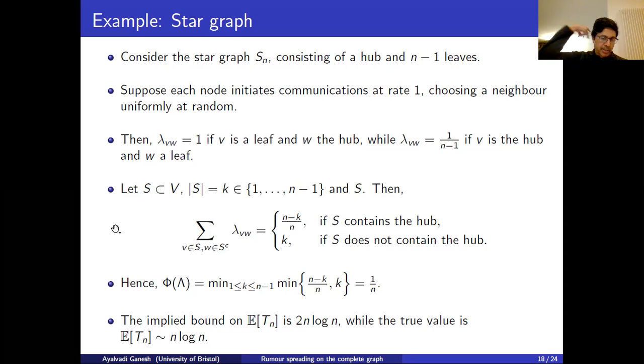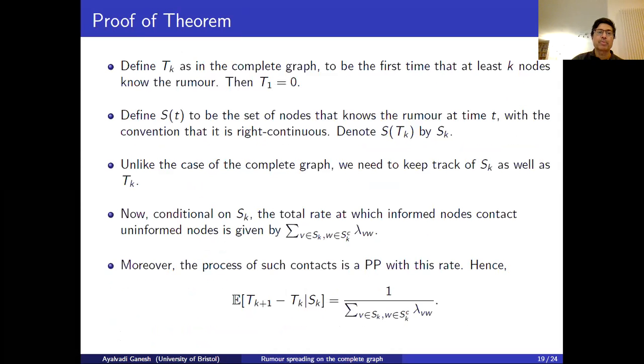Okay, so those are all the examples we worked through. So I hope the concept of conductance is clear and the statement of the theorem giving an upper bound on the mean Rumour spreading time is clear. So now we'll turn to the proof of the theorem.